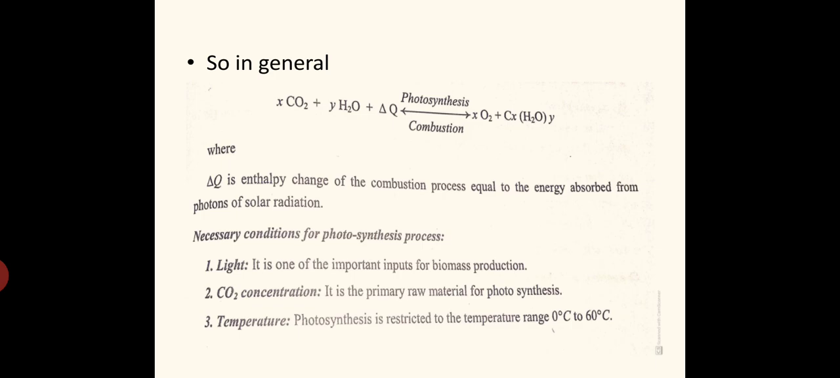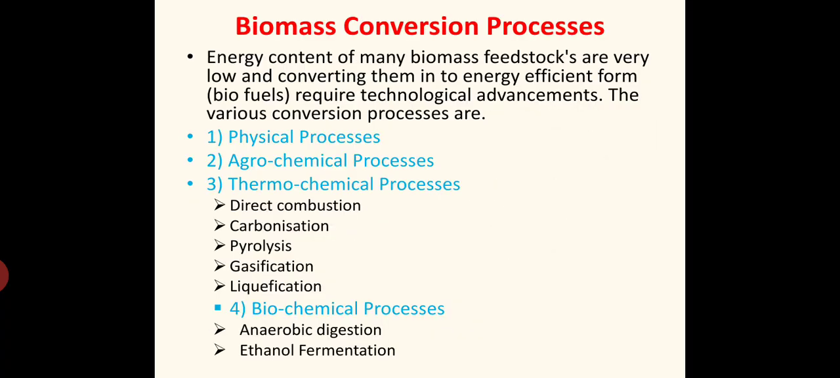And the third one is temperature. Photosynthesis is restricted to the temperature range of 0 degrees Celsius to 60 degrees Celsius. So within this temperature range only, photosynthesis will take place. Okay, now coming to the next topic, biomass conversion processes. So this is the main topic in our syllabus.